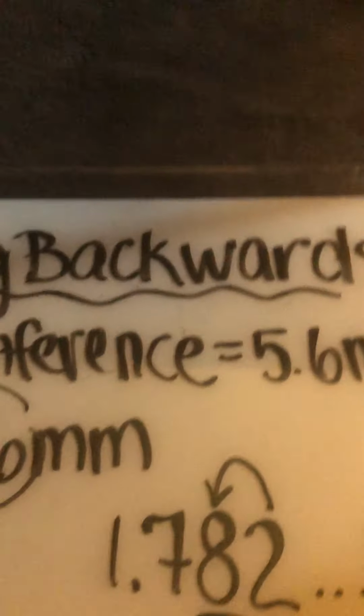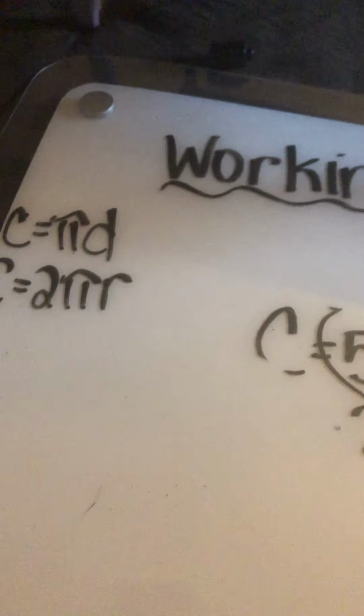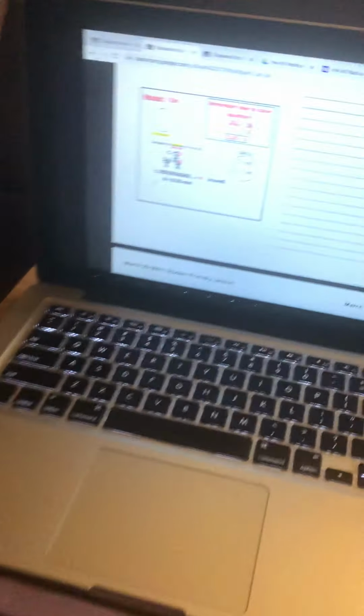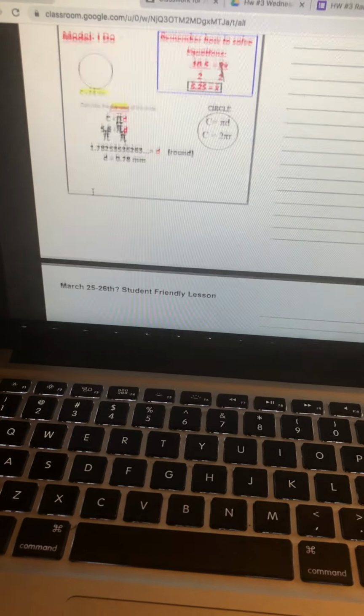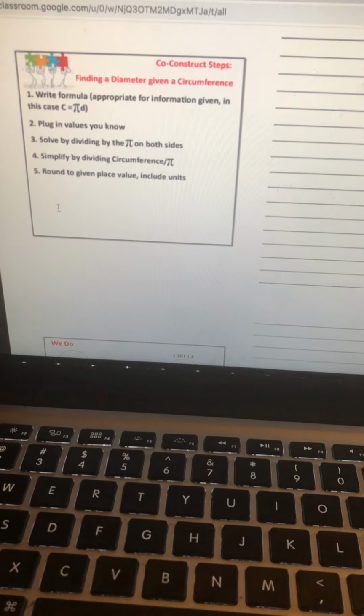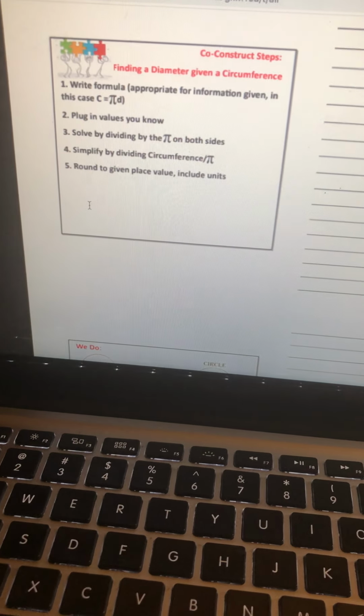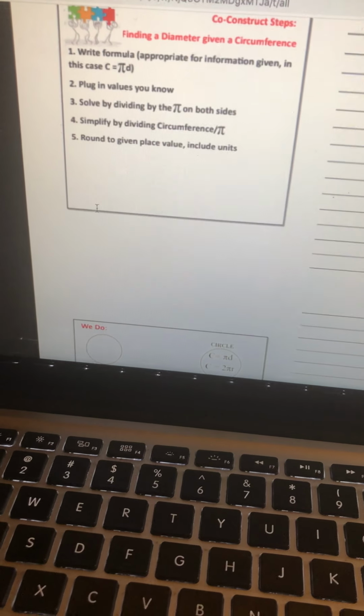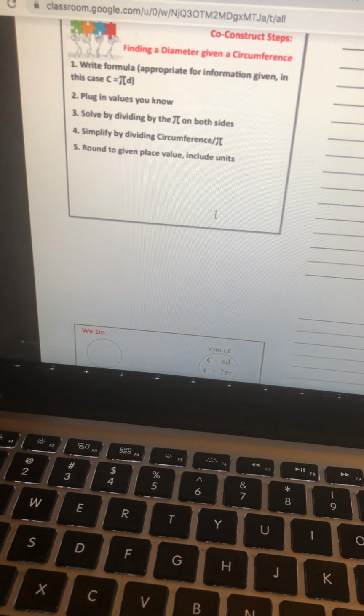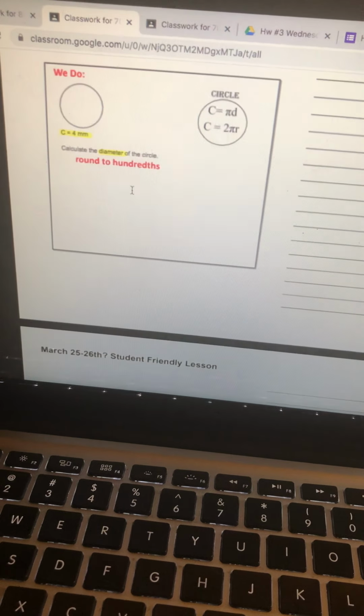All right. So let's do another one so that you see it again. So again, this is finding parts of the circle given a circumference, solved out, not in terms of pi anymore, actually solved. If you go through the lesson, I gave you the co-construct steps as a guide, especially when you do this without me on the video. So we'll go to the next one.